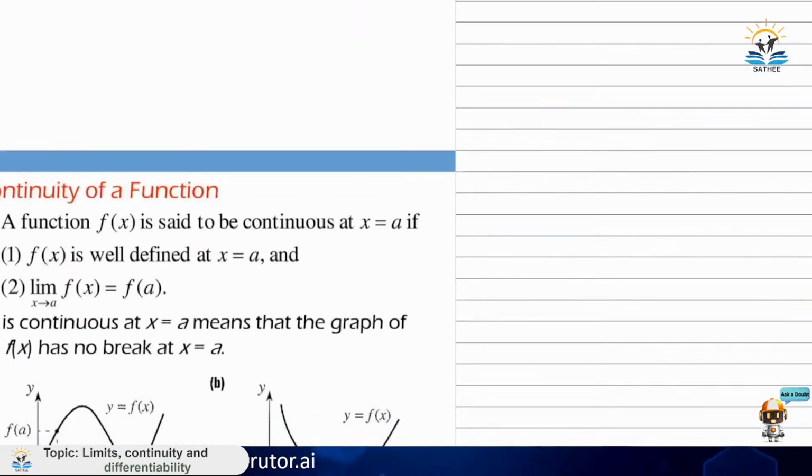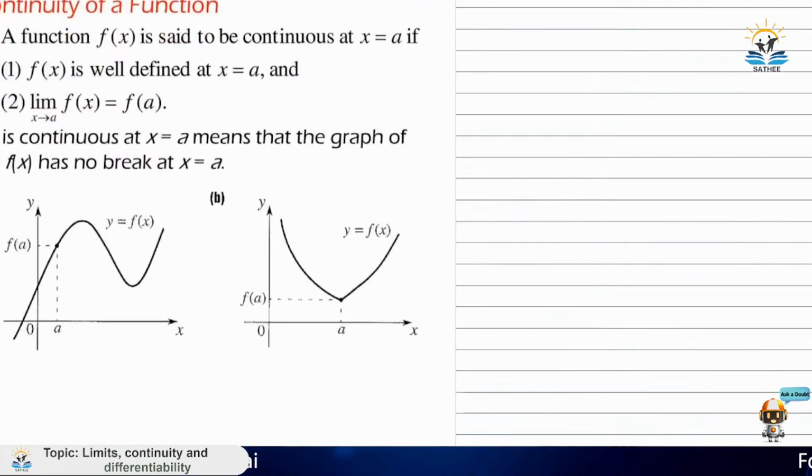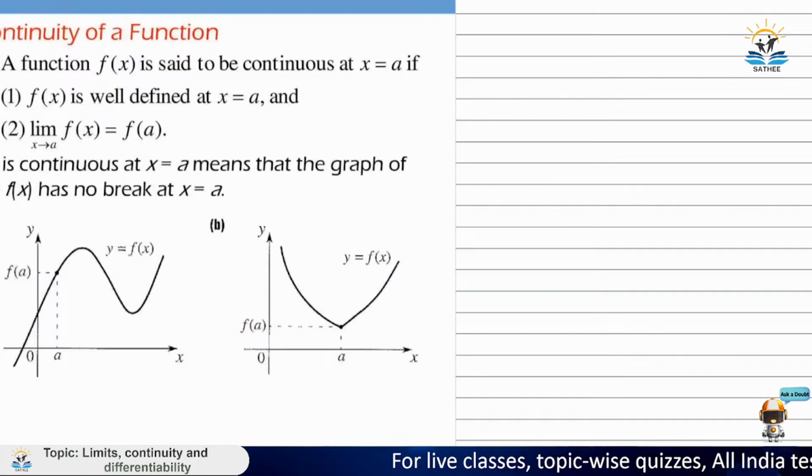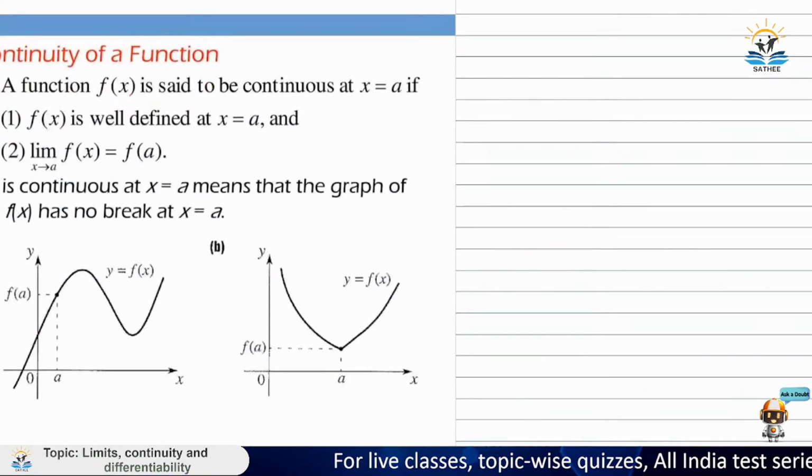Let's see some other example that we have. A function f of x is said to be continuous at x is equal to a if f of x is well defined at x is equal to a. So coming to continuity, continuity is very simple. It's not that complicated a concept.